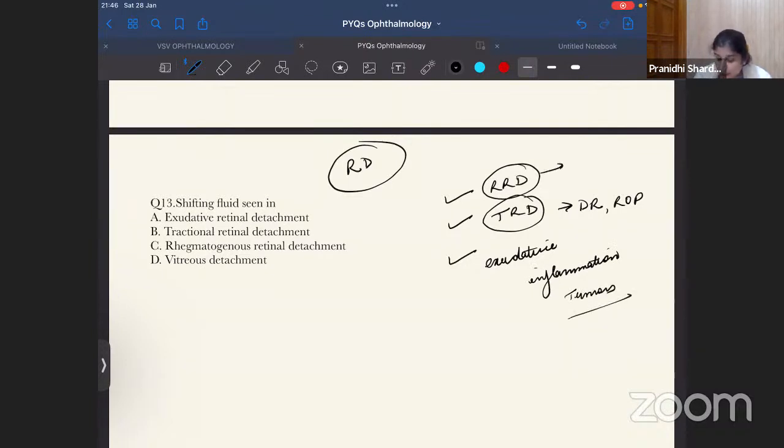Exudative RD. Rhegmatogenous is primary RD after a tear, after a retinal tear. Shifting fluid will be seen in exudative retinal detachment.